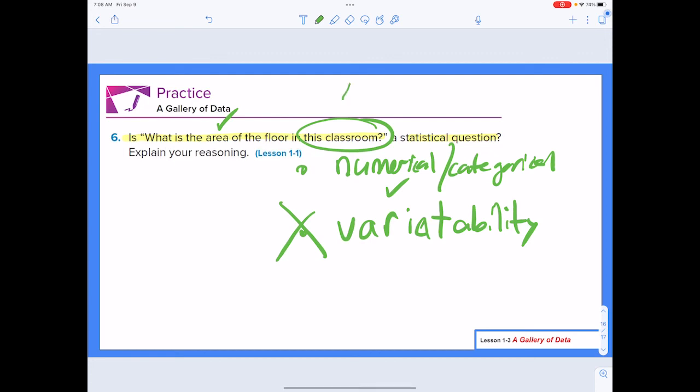No. Why? Because there's only going to be one answer. There's not going to be lots of different areas for the same room. It's not changing. So we would say, nope, it's not statistical.